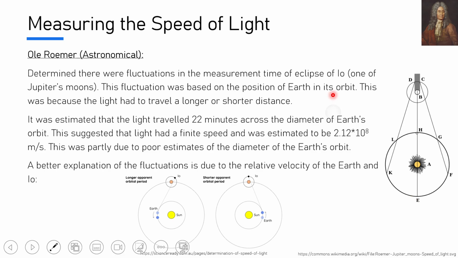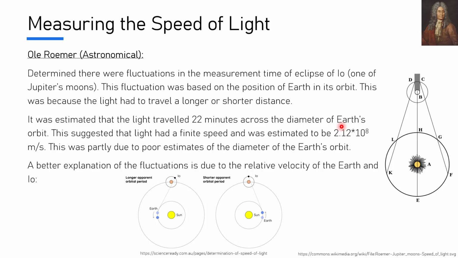Using the data at the time, he also knew the diameter of the Earth's orbit. So knowing both the diameter and the time delay between, he was able to predict a velocity using this distance and time measurement. And he gave that estimate to be 2.12 times 10 to the 8 meters per second, which, considering his method and the accuracy of the measurements at the time, wasn't such a bad estimate.